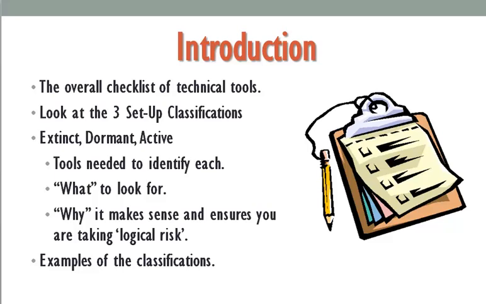We're going to look at the 3 setup classifications. As we know now, that is the extinct, the dormant, and the active volcano. Going to go over the tools that we need to identify each of these setups. Going to need to know what to look for and then why it makes sense and ensures you are taking a logical risk within each one of these charts.